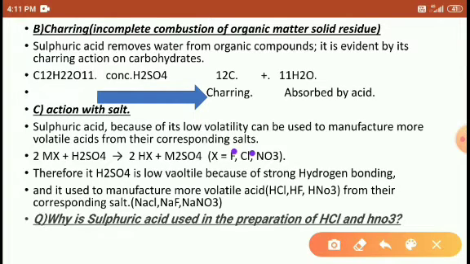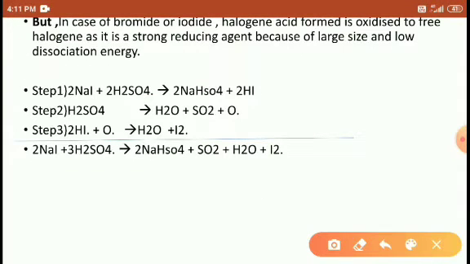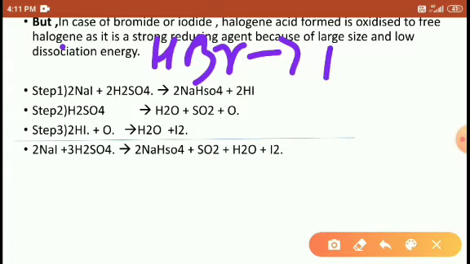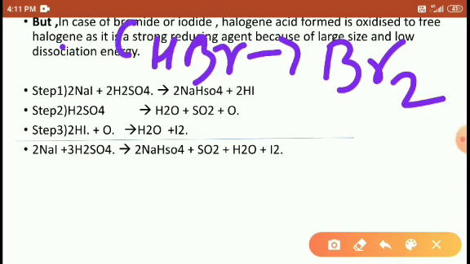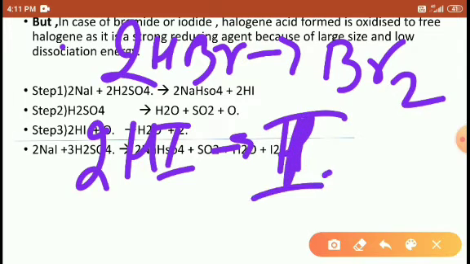Only fluorine and chlorine give the more volatile acids. But what happens in the case of bromide and iodide? In the case of bromide and iodide, the halogen acid formed is oxidized to the free halogen. The HBr turns into Br2 molecules, it oxidizes, or 2HI turns into I2.